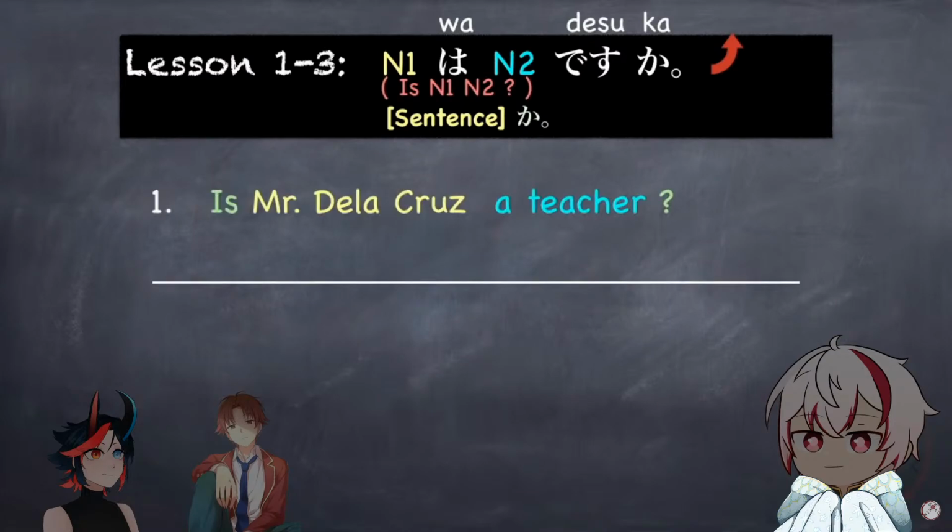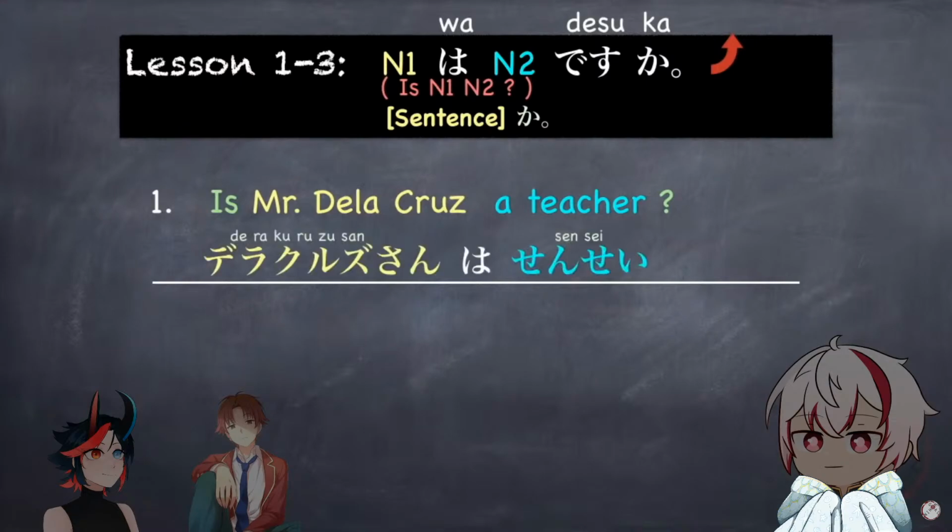Let's take a look at this example. Is Mr. De La Cruz a teacher? Using the N1 wa N2 pattern, let's write De La Cruz-san wa sensei desu. This is the affirmative form of the sentence. If we want to make this a question, all we have to do is add ka at the end. The sentence now becomes, is Mr. De La Cruz a teacher? With a rising intonation. So how do you answer this question?